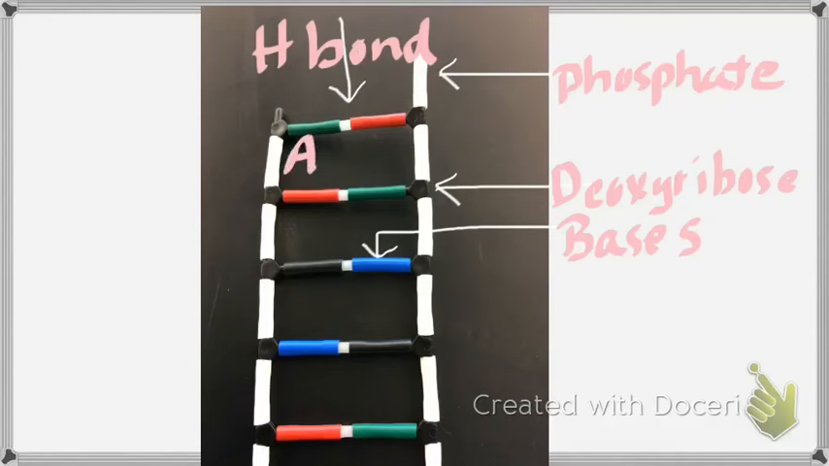Okay, so let's just pretend that green was A. What would red be? T. Let's pretend that black was G. So what would blue be? C. Everybody okay with that? Just a nice visual reminder.